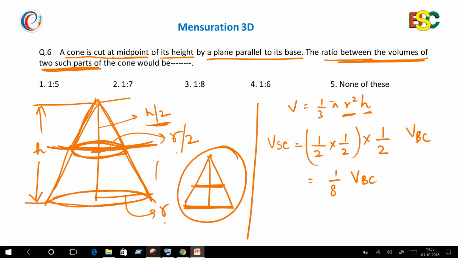So here you can also say that if 1 is the volume of the smaller cone, then the bigger cone must be 8. Okay. And now since the bigger cone is divided into 2 parts, that is the small cone and the frustum, and if the big cone is 8, the smaller cone is 1, then the frustum must be 8 minus 1, that is 7. And you have to find the ratio between the volumes of the smaller cone and the frustum, which is 1:7. So option 2 is the correct answer to this question.